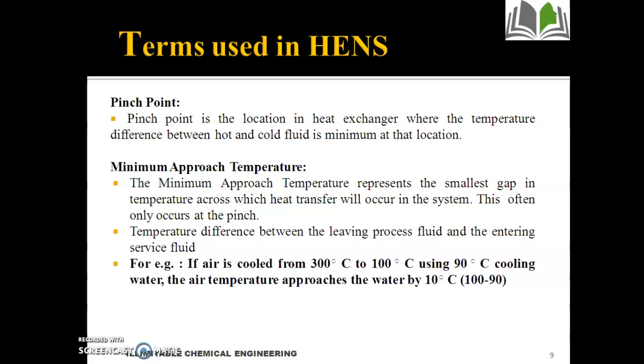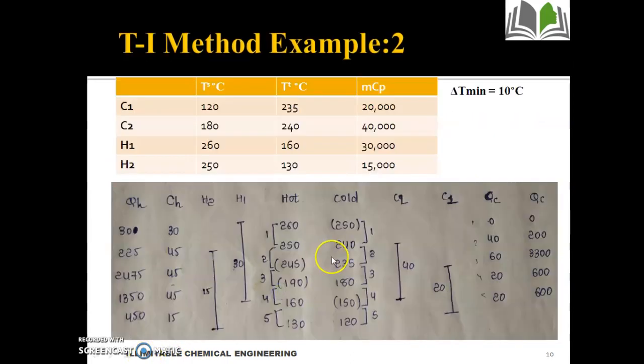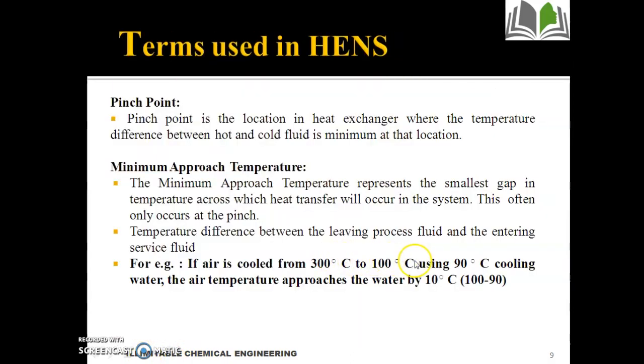the total cost. For example, if air is cooled from 300 degrees Celsius to 100 degrees Celsius using 90 degrees Celsius cooling water, means the cooling medium is cooling water and it is at 90 degrees Celsius. So air temperature approaches the water by 10 degrees Celsius. So 100 minus 90 will give you the 10 degrees Celsius, right? That is the minimum approach temperature for this air cooling.